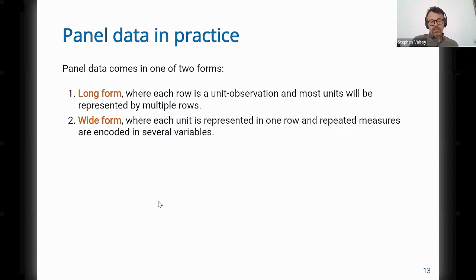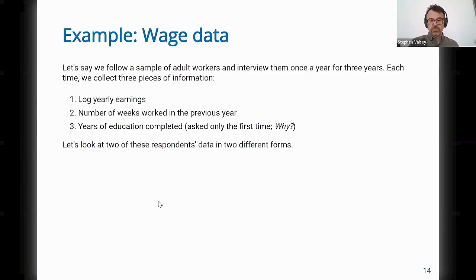Wide form data is where each unit is represented in one row, and repeated measures are encoded in different columns, different variables. So let's take a look at 2 examples of this. So let's say we follow a sample of adult workers and we interview them once a year for 3 years. This is like a real data set, but it's simpler. We're going to use this data set later, but it's actually longer than this. But anyway, just keep it simple.